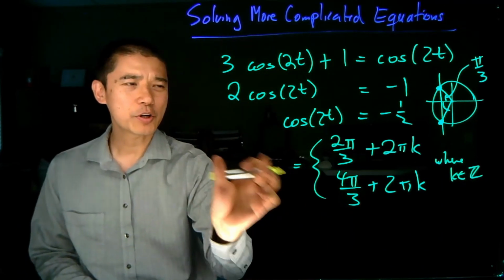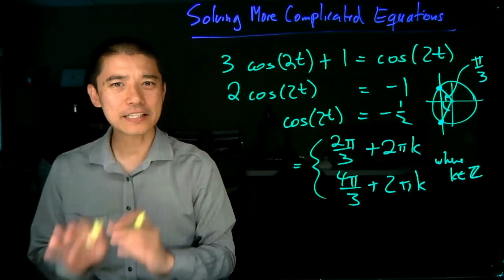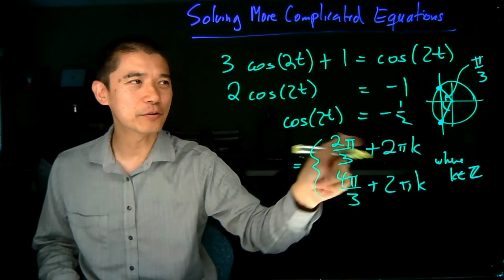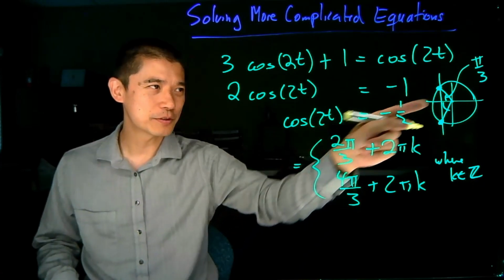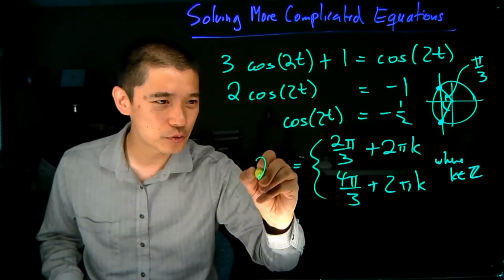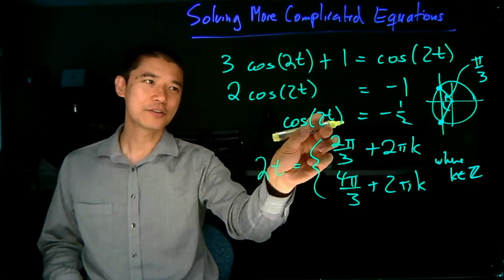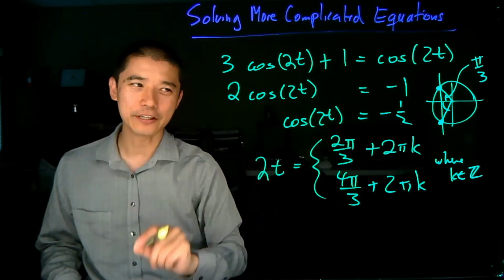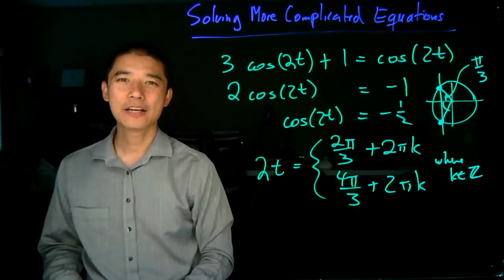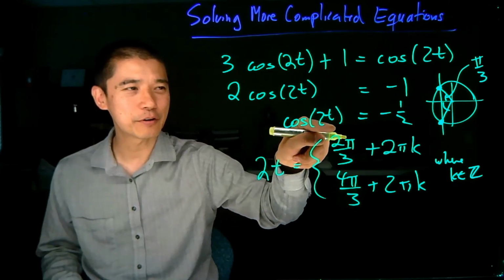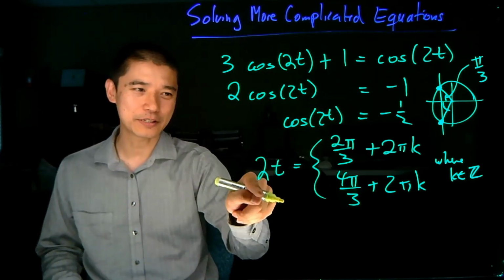The question is, what goes on the left-hand side here? Because this isn't going to be t. It is this angle. This angle is what equals 2 pi over 3 and 4 pi over 3. That angle is 2t and not t. So cosine of whatever this angle is is -1/2. Whatever this angle is has got to be one of these values. And so this is the second thing that can happen. When we have a coefficient in front of our variable inside of the parentheses, we get to this point.